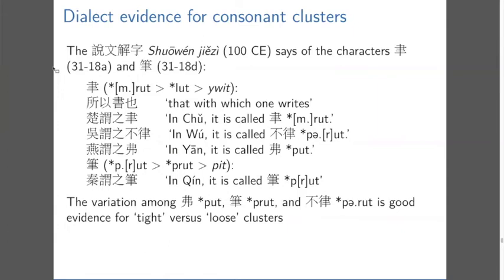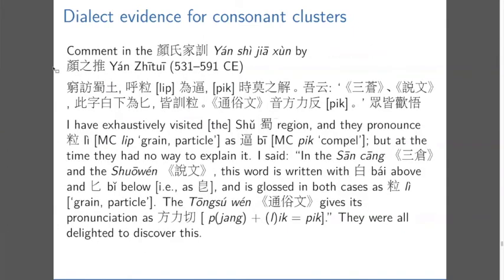Explicit discussion of dialect variation. And here's another example where I will sort of skip over the details, but basically a guy travels to a certain area and they pronounce a word that he pronounces as lip. They pronounce it like pick. So this is maybe good evidence for a consonant cluster, something like prick in Old Chinese.